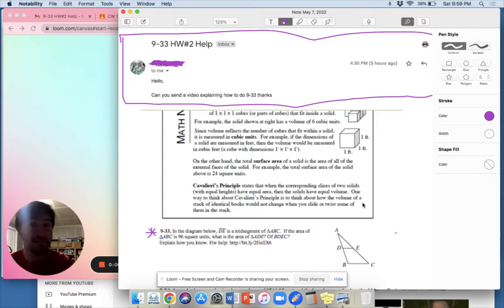Now, I just got this email a few hours ago from a student, 5 hours ago to be specific, asking, "Hello, can you send me a video explaining how to do 9.3.3? Thanks." 9.3.3 number 2. My guess is that they weren't sure about this part here, which was asking about the trapezoid BDEC. I can go over that one. I'll just go over the whole thing, question 9.3.3.